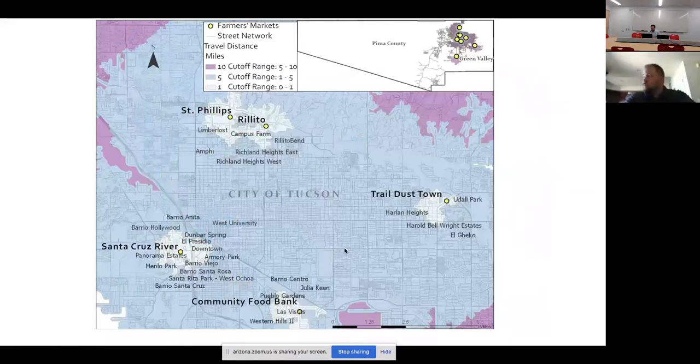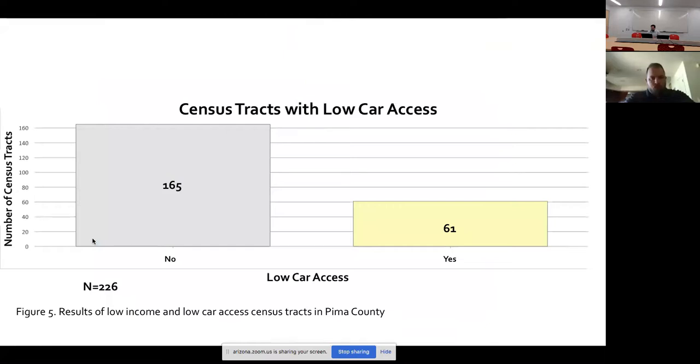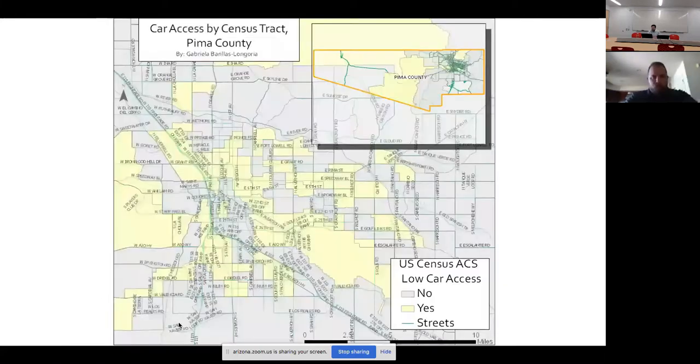This is another map that shows the results with the names of the 30 neighborhoods that are located within walking distance. And you can see I used the color principles of cartography when applying the service area. As far as census tracts with low car access, I found that out of 226, 165 do not have low car access, and 61 census tracts do. So this is really meaningful for our program. And here's a map showing those census tracts.